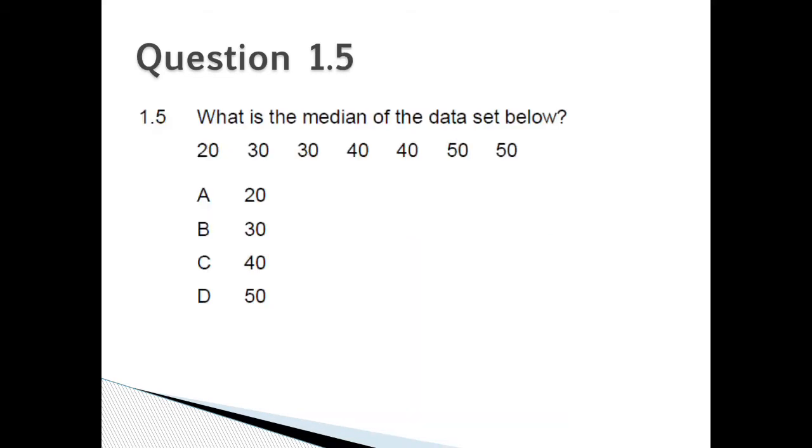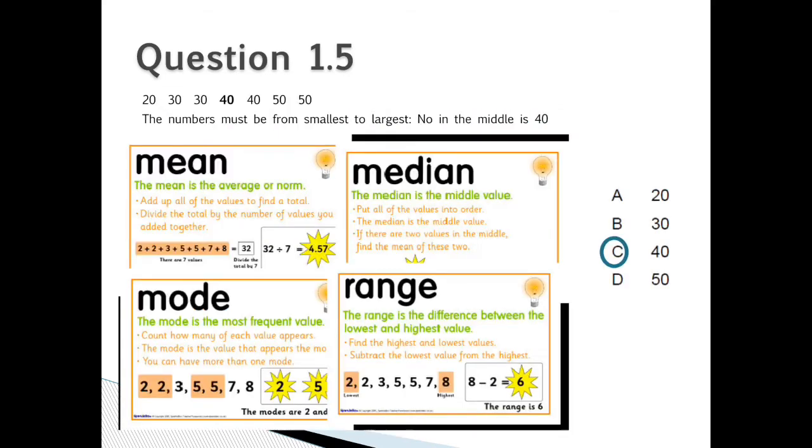What is the median of the data set below? 20, 30, 30, 40, 40, 50, 50. Is it A, 20, B, 30, C, 40, or D, 50? The mean is the average or norm. You add up all the values to find the total, then divide the total by the number of values you added together. The median is the middle value. Put all of the values in order. The median is the middle value. If there are two values in the middle, find the mean of these two.